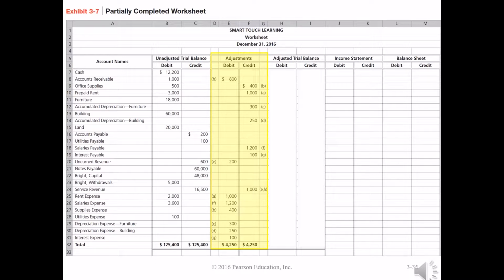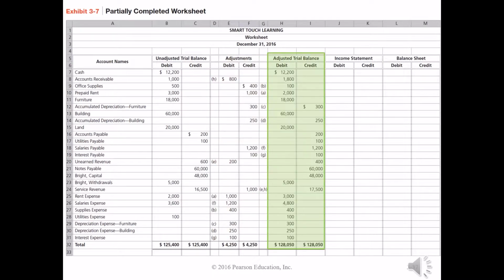Let's take accounts receivable as our first example. Our accounts receivable unadjusted trial balance was a debit of $1,000. We made an adjustment to it of $800 debit. A debit plus a debit equals a larger debit, and you can see that our adjusted trial balance equals the combination of these two numbers at $1,800.